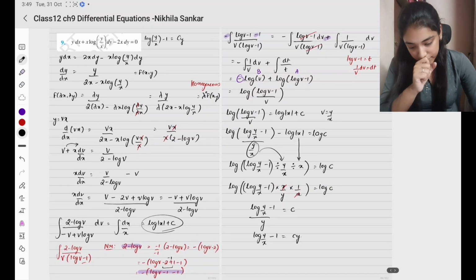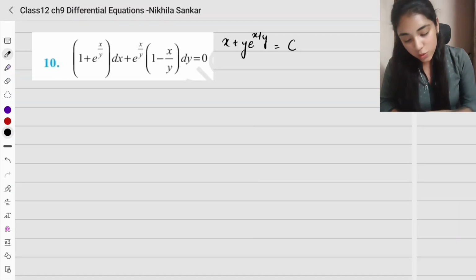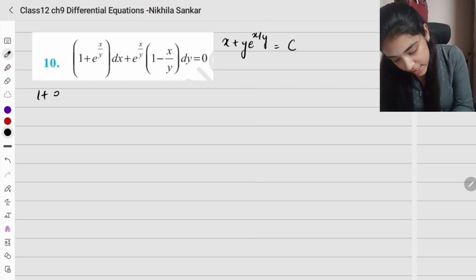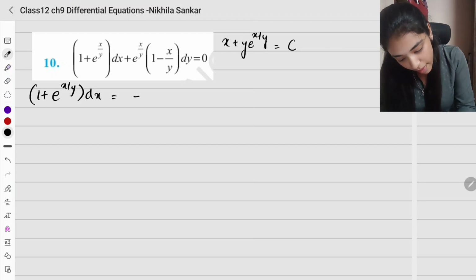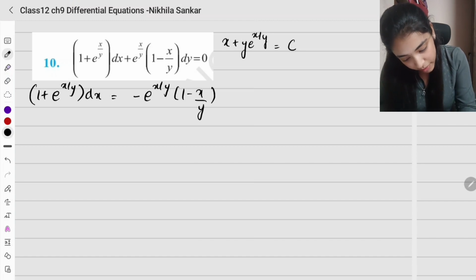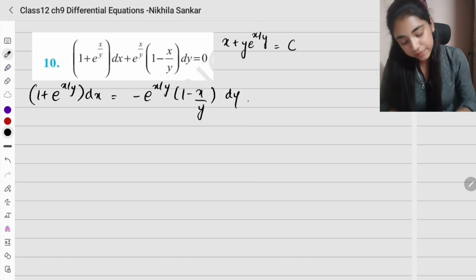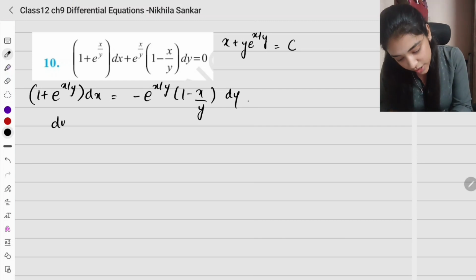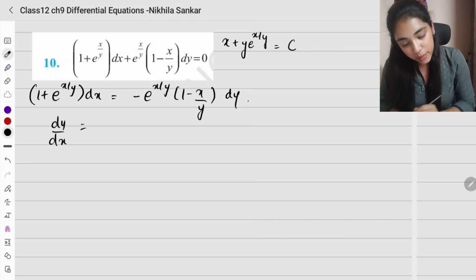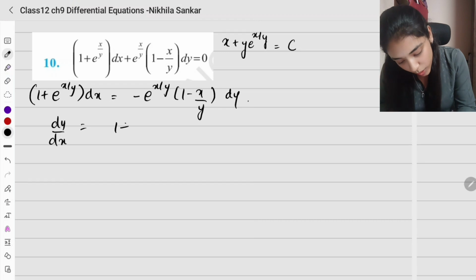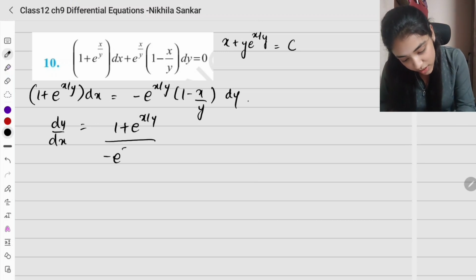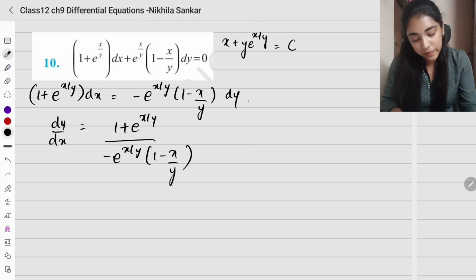Please copy. Again, taking dy by dx to one side. So what do I have? (1 plus e to the x divided by y) times dx equals minus e to the x divided by y times (1 minus x divided by y) dy. Now, can I take dy by dx? So dy by dx equals, on this side, (1 plus e to the x divided by y) the whole divided by minus e to the x by y times (1 minus x divided by y).